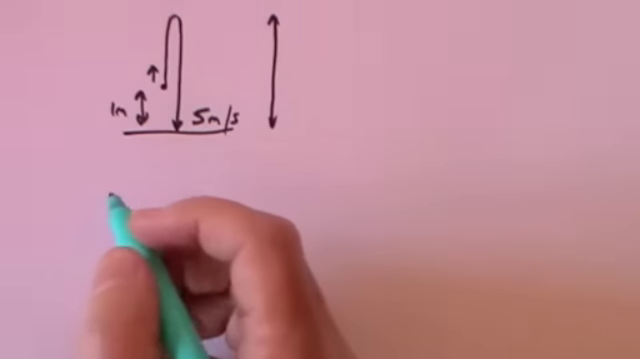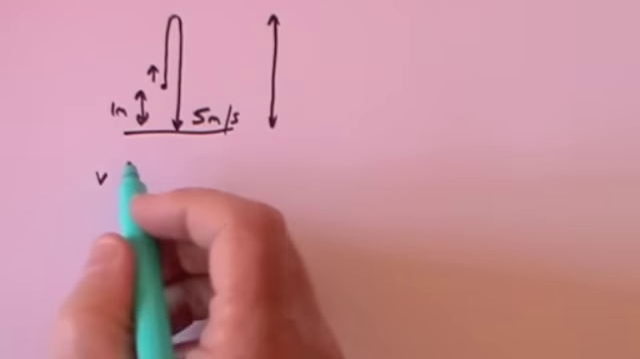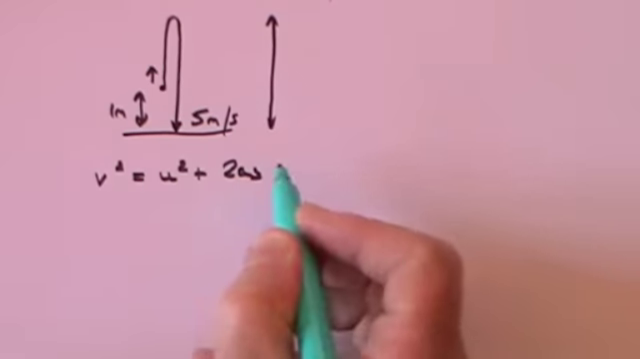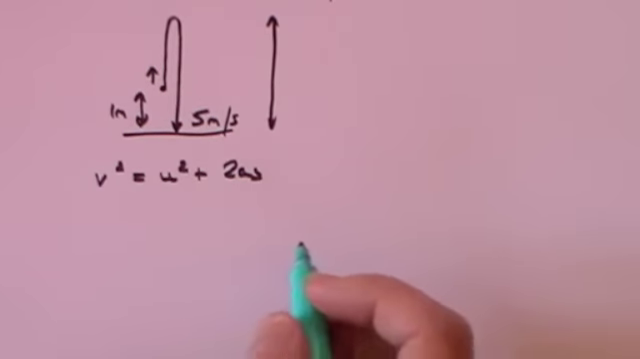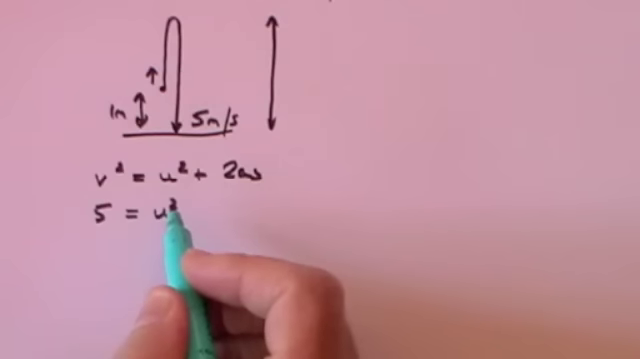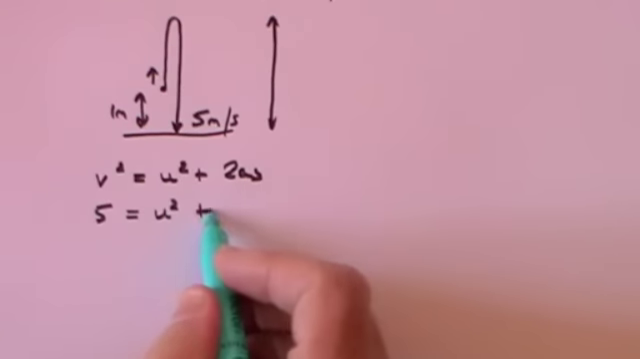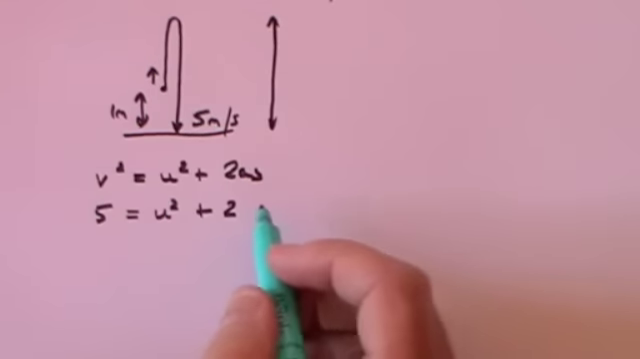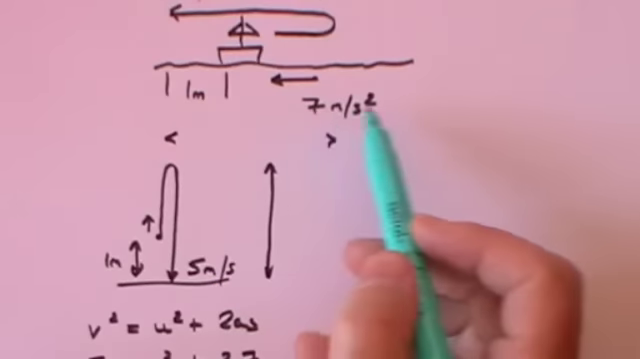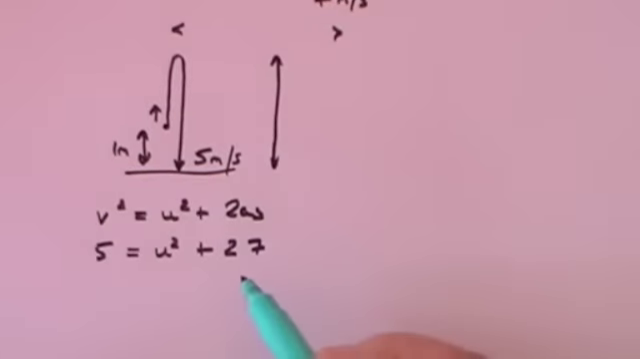Well, how are we going to start this? We need to find what u is, we know what v is, and so we're going to say that v squared equals u squared plus 2as. We know that v is 5, we don't know what u is, that's what we're trying to find, plus 2 times 7, because that's the acceleration, times the distance travelled.